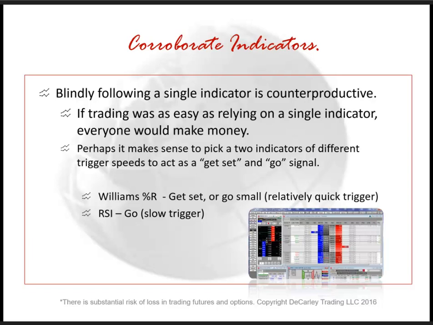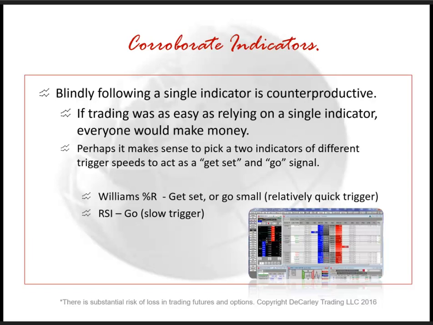In my opinion, I think it makes sense to pick 2 indicators, or maybe even 3, but at least 2 of different trigger speeds to act as kind of a get set and a go. So for example, I like looking at Williams percent R as a get set, or a go small. If the Williams percent R is in oversold territory, you might want to look at some other surrounding things, seasonals, fundamentals, things like that. And if you happen to be bullish, maybe that would be a signal worth taking on a small scale, not a big scale. Because like I said, Williams percent R is going to produce a lot of signals, but they are less accurate.